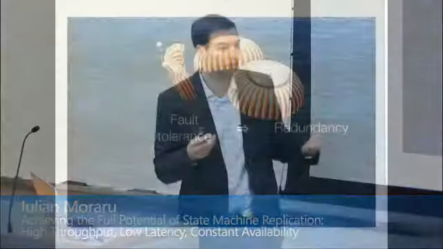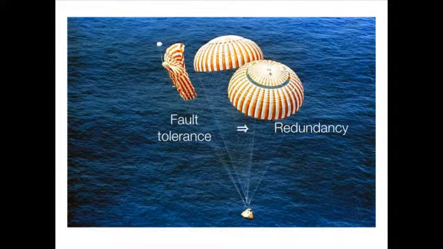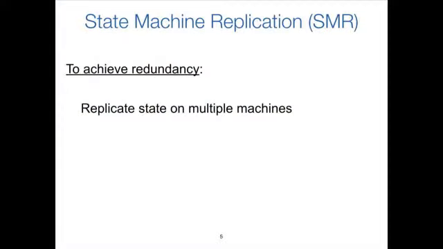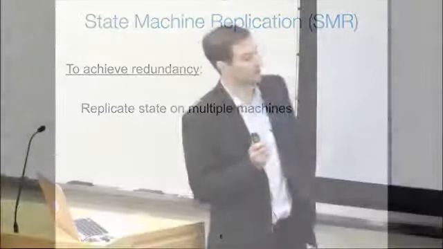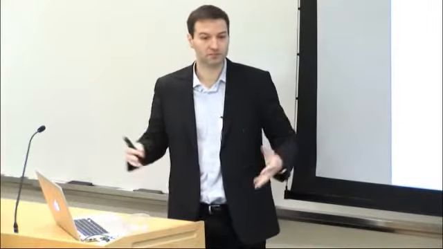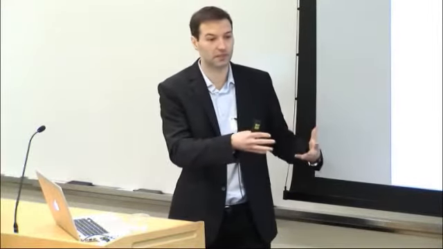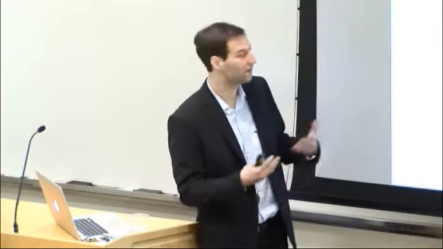And like fault tolerance in most other fields, this is all about redundancy. The way we achieve redundancy in distributed systems is through state replication. That means replicating the state of a process onto multiple machines so that if some of these machines fail, the remaining ones will be able to continue handling client queries and commands just as the failed ones would have.